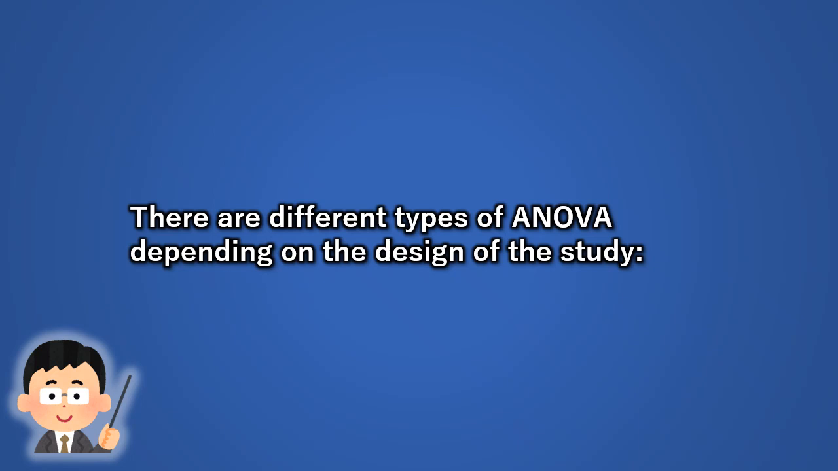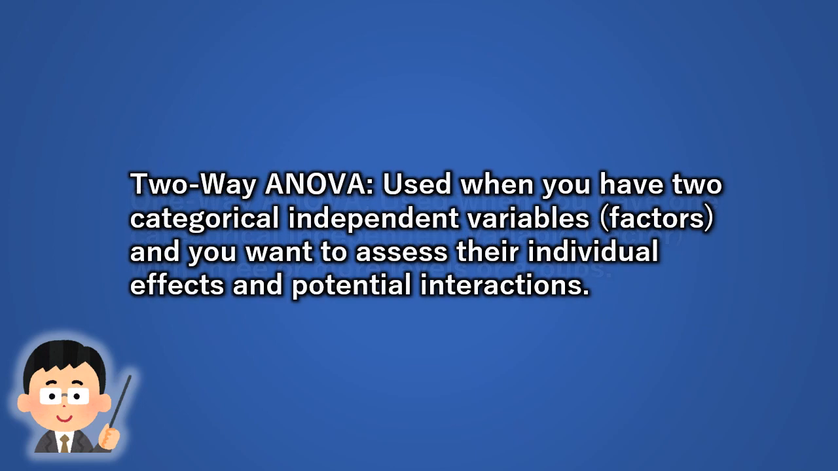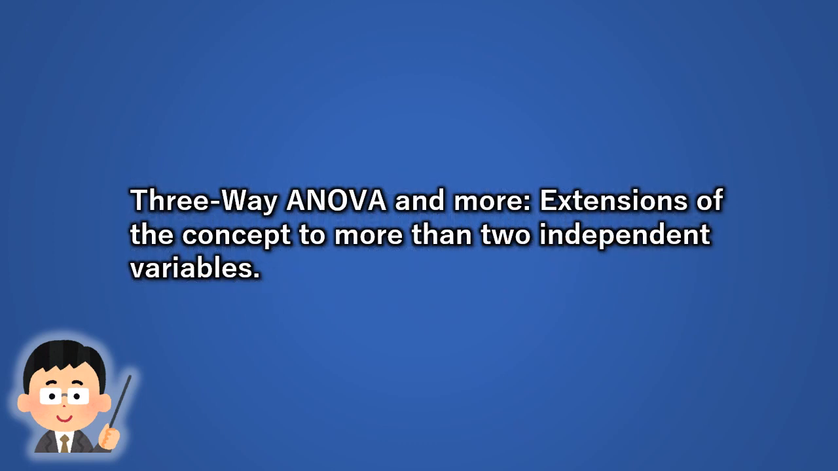There are different types of ANOVA depending on the design of the study. One-way ANOVA, used when you have one categorical independent variable (factor) with 3 or more levels or groups. Two-way ANOVA, used when you have two categorical independent variables (factors) and you want to assess their individual effects and potential interactions. Three-way ANOVA and more, extensions of the concept to more than two independent variables.